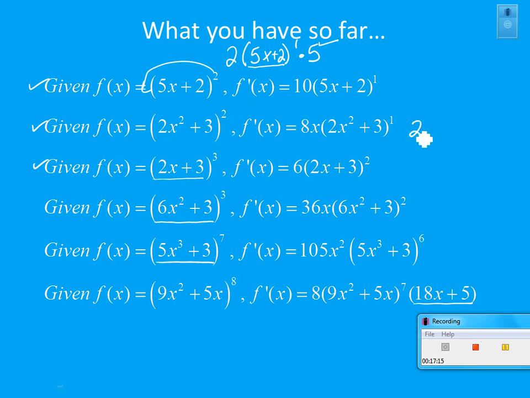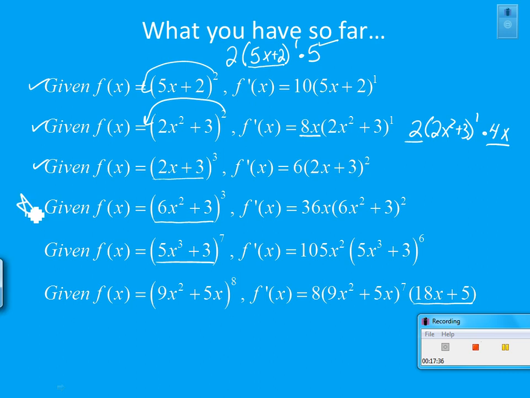Check out this 2x squared plus 3 quantity squared. There's a 2 in front. I'm going to bring this 2 down, just like we would the power rule. 2x squared plus 3 to the first. Hey, see this 8x though? The derivative of 2x squared is 4x. 2 times 4x is 8x.